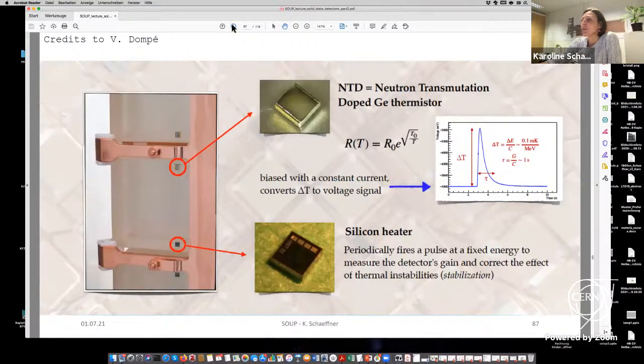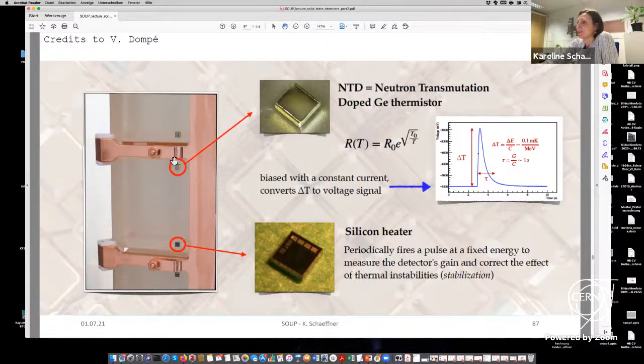Then just a closer look at how the crystal looks. Here you see this milky tellurium dioxide crystal, and here you see this nice NTD sensor on it. There are 2 gold lines for the biasing, and they are glued on the crystals with some epoxy. Together with the NTD, on the other side there is also a heater, which is just for fixing the energy scale.